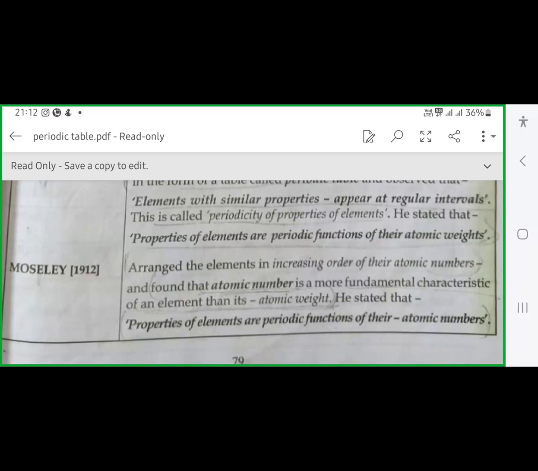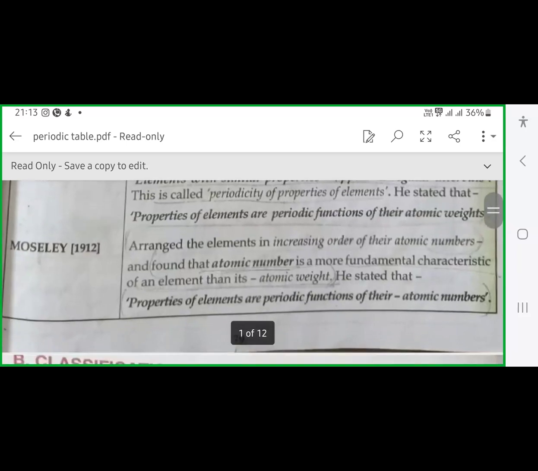So, what is the difference between modern periodic law and Mendeleev's periodic law? Mendeleev's periodic law used atomic weights, while Moseley's used atomic numbers. Yes. So Moseley did some experiments and found that atomic number is a more basic property as compared to atomic mass. So he took reference of atomic number. Means if we arrange the elements in increasing order of their atomic numbers, the elements with similar properties repeat after a certain time interval.